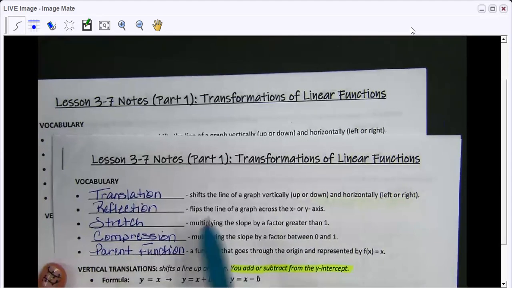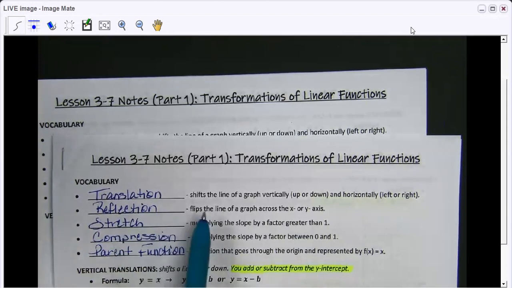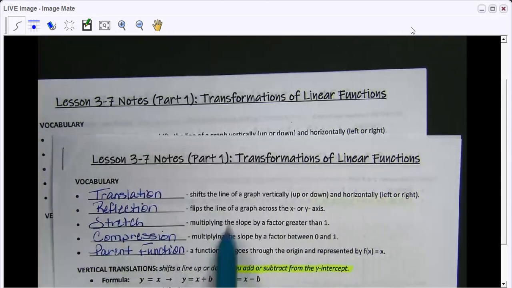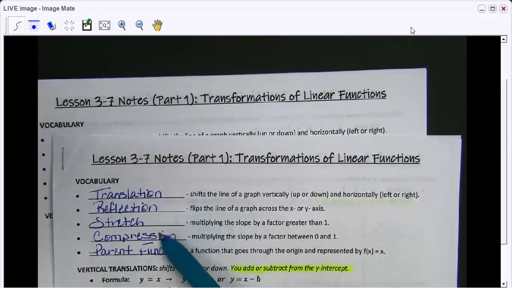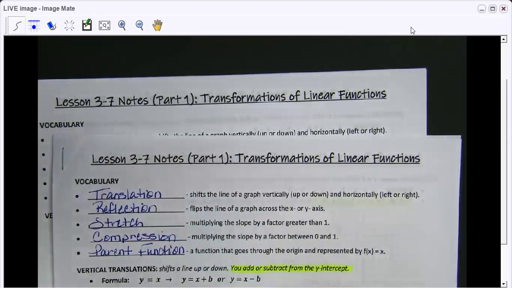So we have translation, which shifts the line of a graph vertically or horizontally. For our class, we're only focusing on vertical transformation or translations. Okay. And all of these are called transformations. And as you can see, we have 4 transformations that we are going to be talking about. This first page discusses translations, which we did yesterday, but I'm going to do again today.